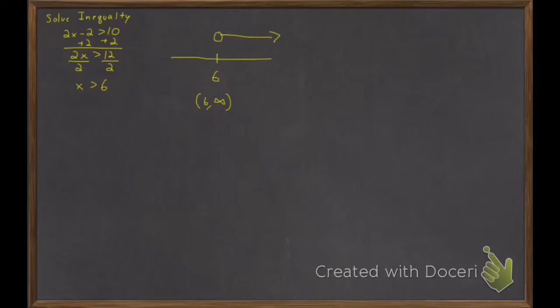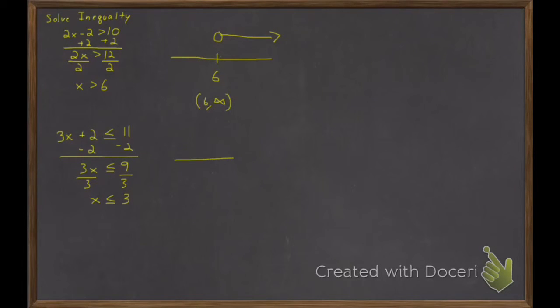Alright, so if we take another inequality, let's say 3x plus 2 is less than or equal to, say, 11. We would follow the same steps. We would bring over a negative 2, subtract the 2, and we would be left with 3x is less than or equal to 9. We would divide again by 3, and we would find that x needs to be less than or equal to 3.